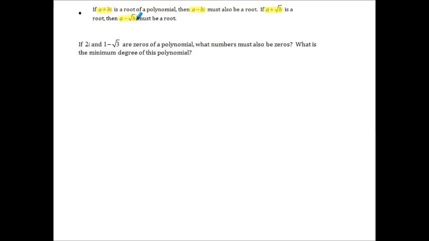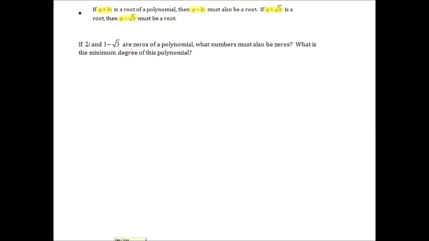Essentially, what these two theorems are saying is that irrational roots and complex roots always come in pairs. It's because of the plus and minus sign we have in the number. Those always come in pairs. So we can use this knowledge to answer the next question.